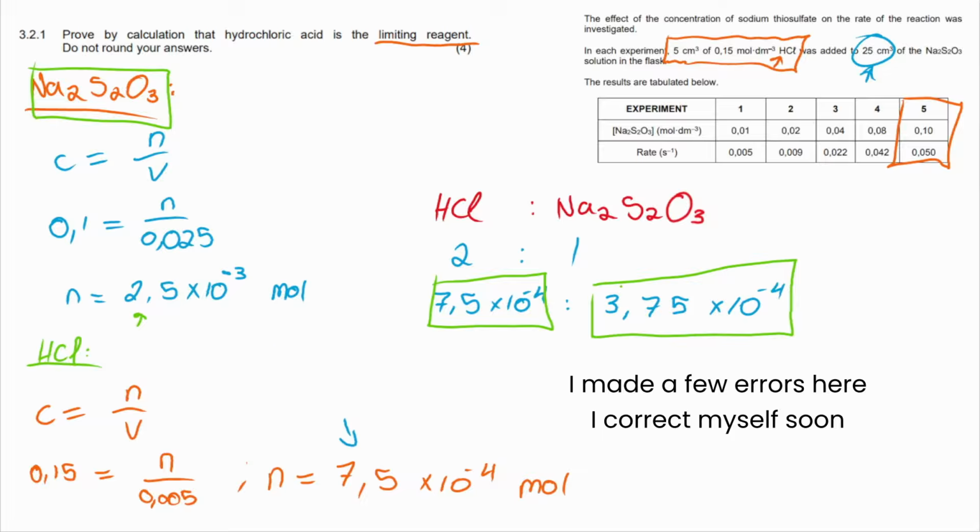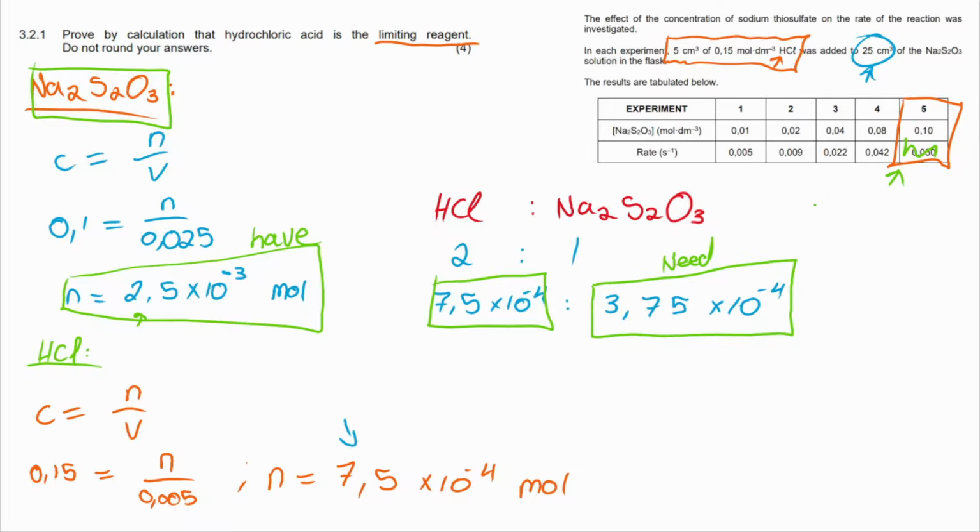All right, so I have less than what I need, because remember this is the need. Okay, and here's what I have. This is what I have. Okay, using these values over here, not the rate but the concentration. So this is what I need, and what I have is less. Okay, so I need more than what I have.